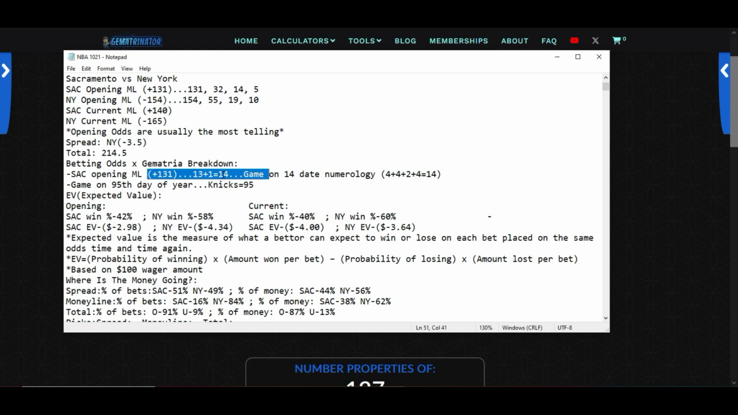13 plus 1 equals 14. Game on 14 date numerology: 4 plus 4 plus 2 plus 4 equals 14. Game is on the 95th day of the year, and Knicks equals 95. Just Gematria sets up the games. The betting odds determine outcomes, which is why we go over both.